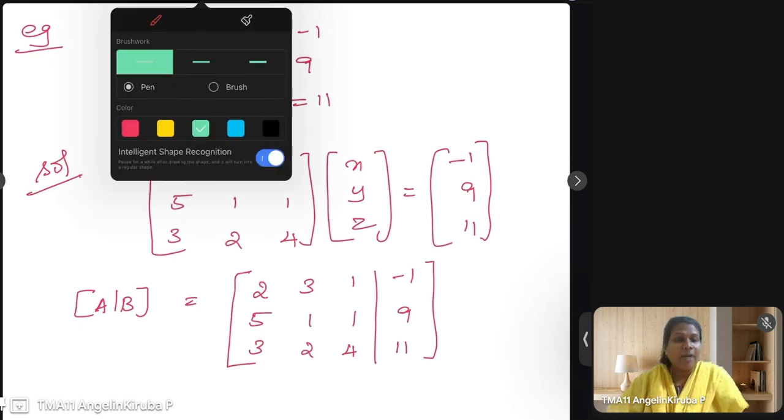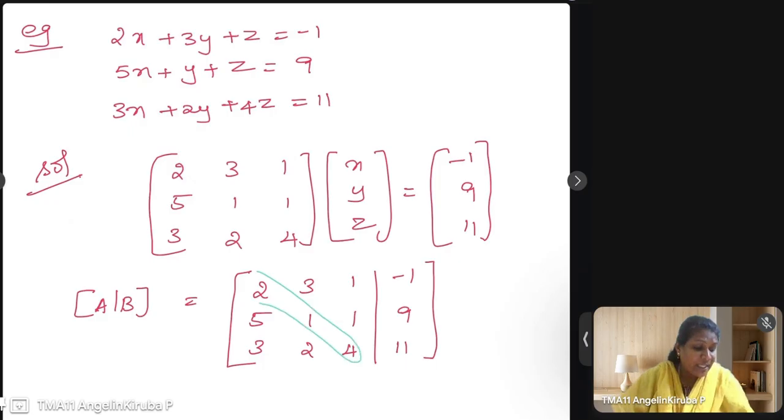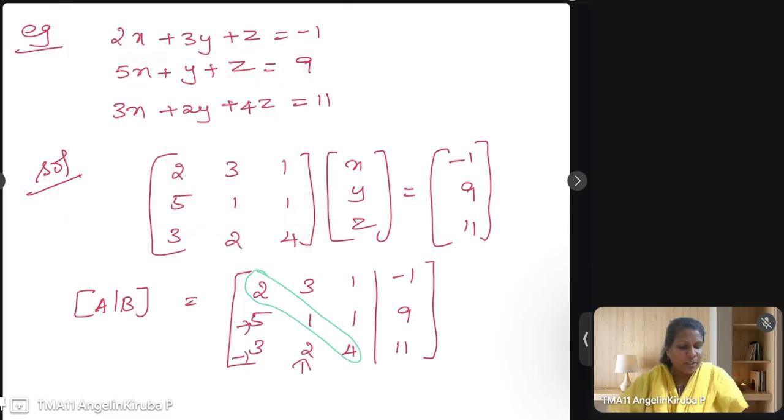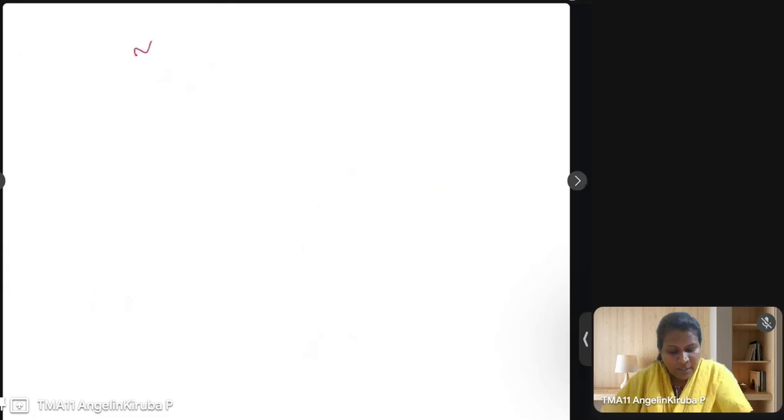So we know first we have to identify the diagonal elements. These three elements are called the diagonal elements. Now for the upper triangular matrix, what we have to do is make the elements below the diagonal value equal to 0. That is, we have to make this 5, this 3, this 2 equal to 0. Right? Okay.